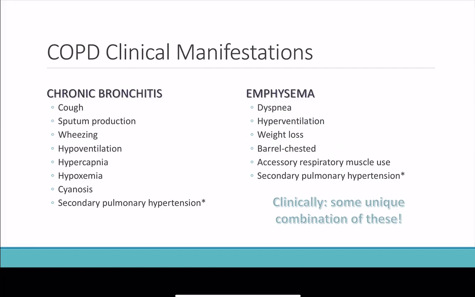So from that story of the disease, hopefully the clinical manifestations of these two diseases make sense to you now. Chronic bronchitis, you'd expect a cough with sputum production. Wheezing is evidence of a restricted airway. If you decrease the diameter, that's when you start to hear the wheeze, and that is a very classic finding of chronic bronchitis.